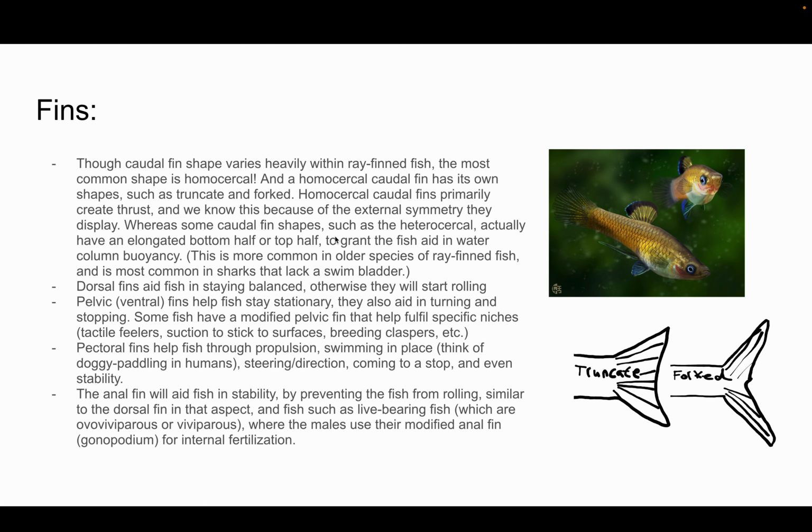What this actually does is grant the fish aid in water column buoyancy. So, for instance, if they had a longer bottom half, it would grant the fish lift, because it'd be pushing up. If you look here at the truncate and forked fins, they are symmetrical externally, so it can't make the fish go up or down. It is literally just propelling them forward.